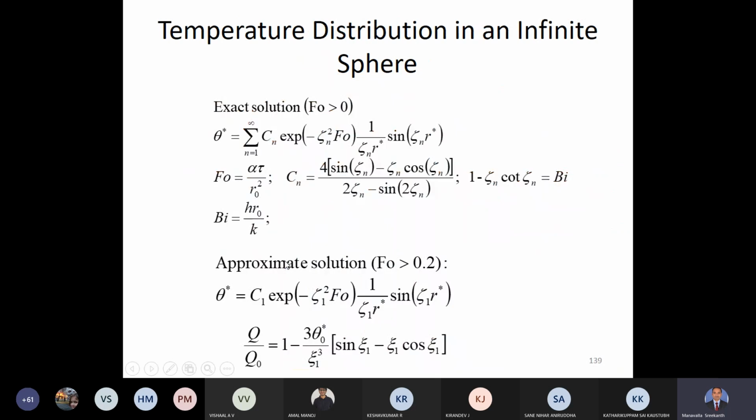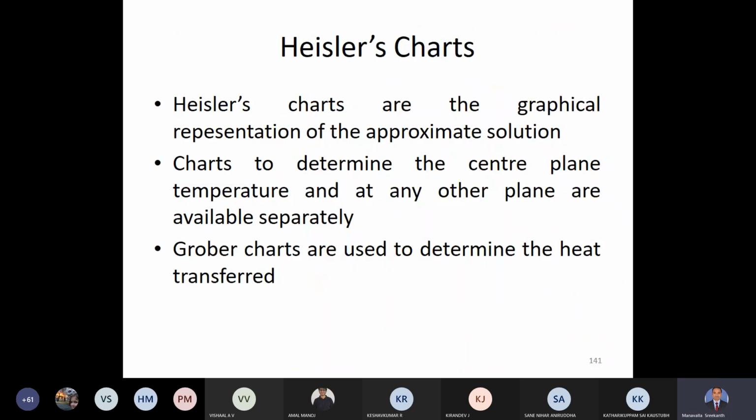You see here in this equation, this is the equation to calculate the heat transfer. So this equation is available in Grober charts. This equation is available in the form of charts. This is in the Heisler chart, and this in the Grober chart. These charts are available in your textbooks as well as the data books.